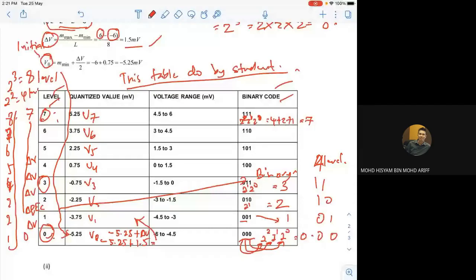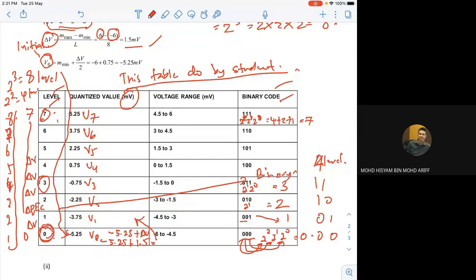V naught. V naught means negative 5.25 plus delta V. Delta V means the difference of the voltage every interval. So to get the next level, negative 5.25 plus delta V. This one is in milli. That's why I said just put 5.25, because all of the values are represented in milli. Plus 1.5 milli, so you get negative 3.75.